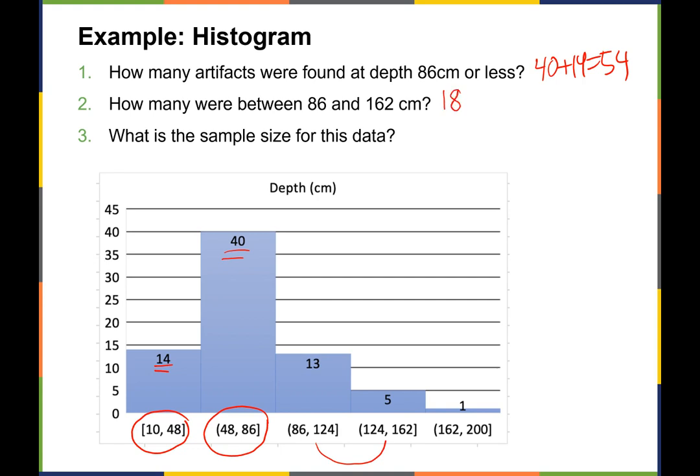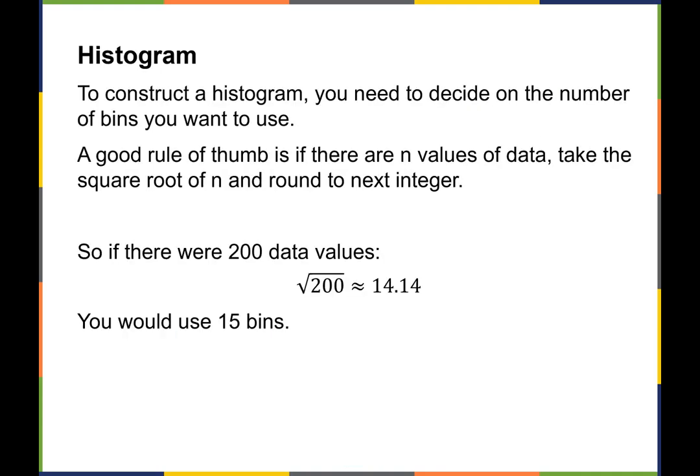Last question. What is the sample size for this data? Remember, sample size is one of our vocab words. Sample size is the total number of data points. Well, we're going to add these all up. 14 plus 40 is 54. 54 plus 13. Let's actually just add them up: 40, 14, 40, 13, 5, and 1. Add those guys all up. We get 7, 12, 13. Carry the 1. 1, 2, 6, 7, 73 artifacts. So this is a little bit of a small data set for a histogram, but you get the basic idea. All right, let's keep going.